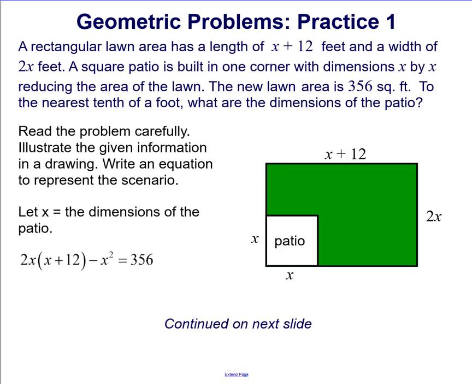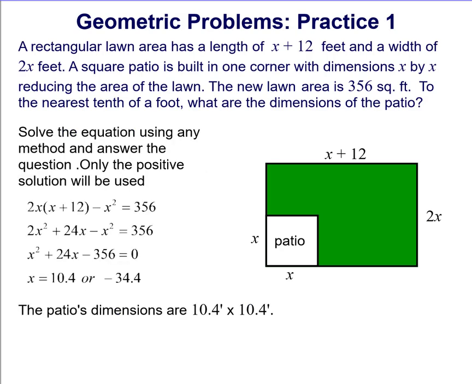And it tells us up at the top that the new lawn has an area of 356 square feet. So we take this new expression and set that equal to 356 square feet, and we now have a quadratic equation that we can begin to solve. We're going to now solve. So I take my algebraic expression and I distribute the 2 throughout the parentheses to get 2x squared plus 24x minus x squared is equal to 356.